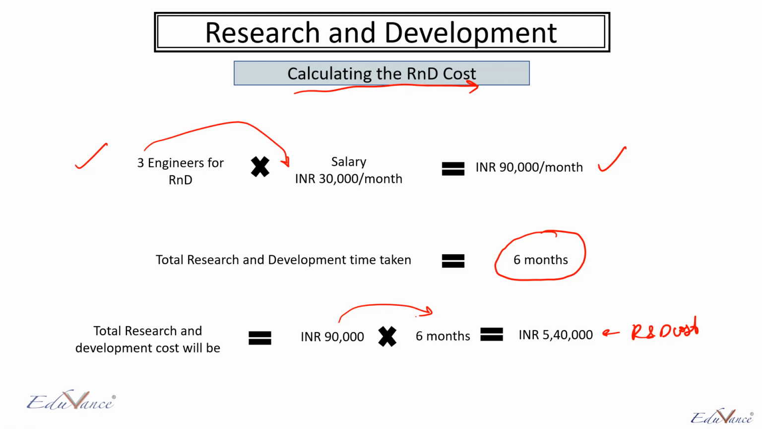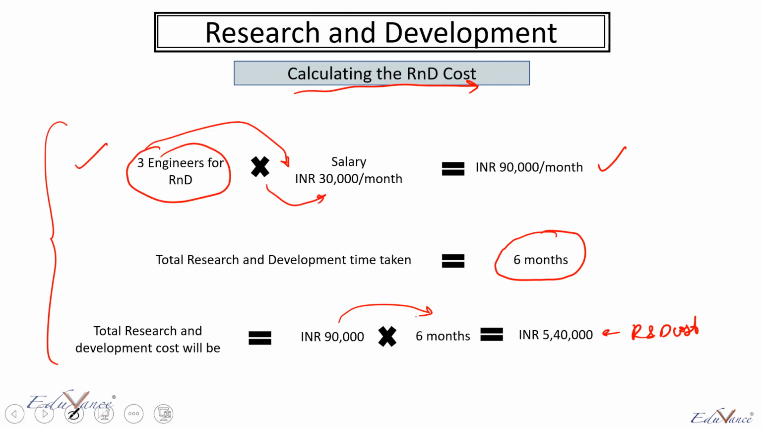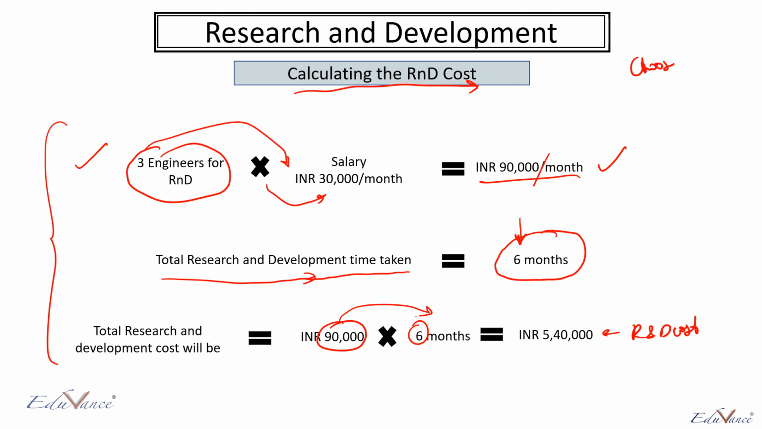Alright guys, so this is how you calculate the R&D cost. Basically, the number of engineers you hire multiplied by the salary for each engineer gives you your total cost per month. Then you take the total R&D time, the amount of time taken to develop your product, which in this example is 6 months. So your total R&D cost will be 90,000 rupees multiplied by 6 months, which is 5,40,000 rupees. This is a very important cost if you choose to do R&D.